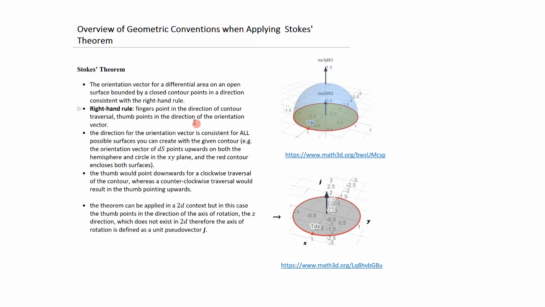Now in 2D, of course, we have the same problem: you still use the right hand, but the thumb points in the direction of the axis of rotation, which also represents a differential surface area. But in 2D, the z-hat direction does not exist, so we just artificially give it a label, J, which is a pseudo vector that happens to be aligned with the z-hat direction. These are the takeaway messages regarding how to assign directions: the relationship between the direction of the tangent vector and the normal to the surface area, this surface area being one that's bound by the contour.